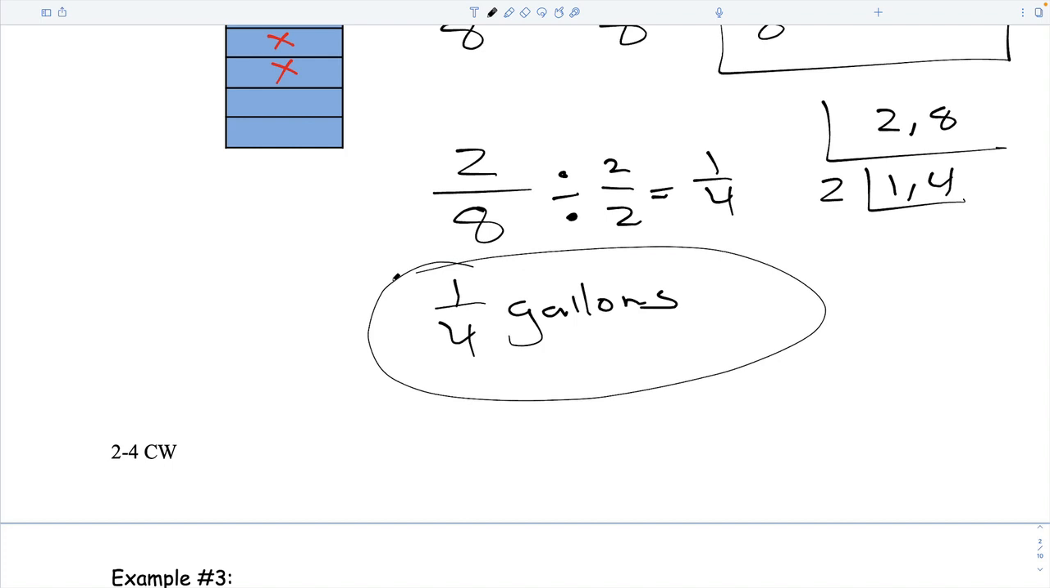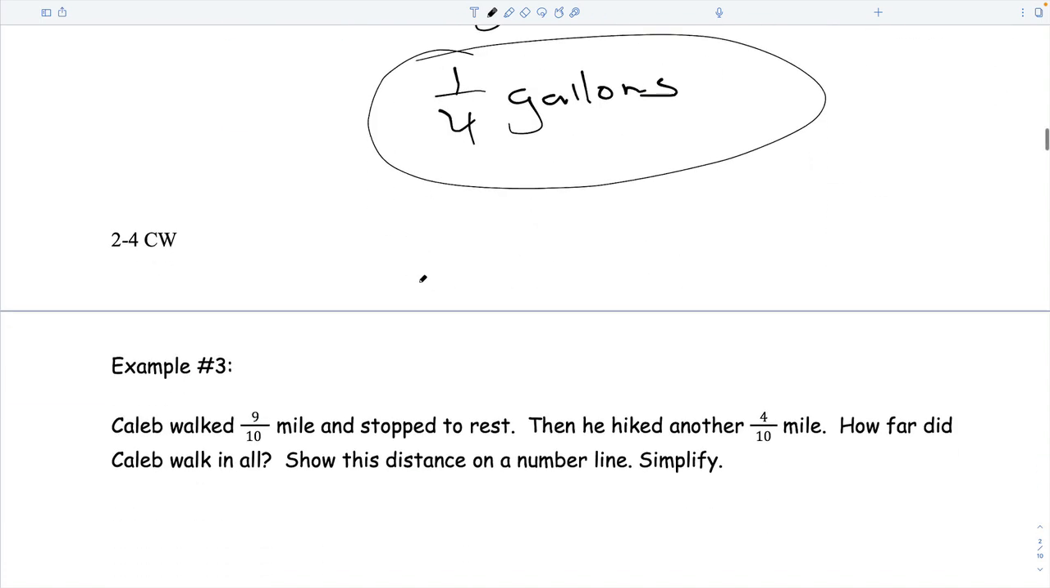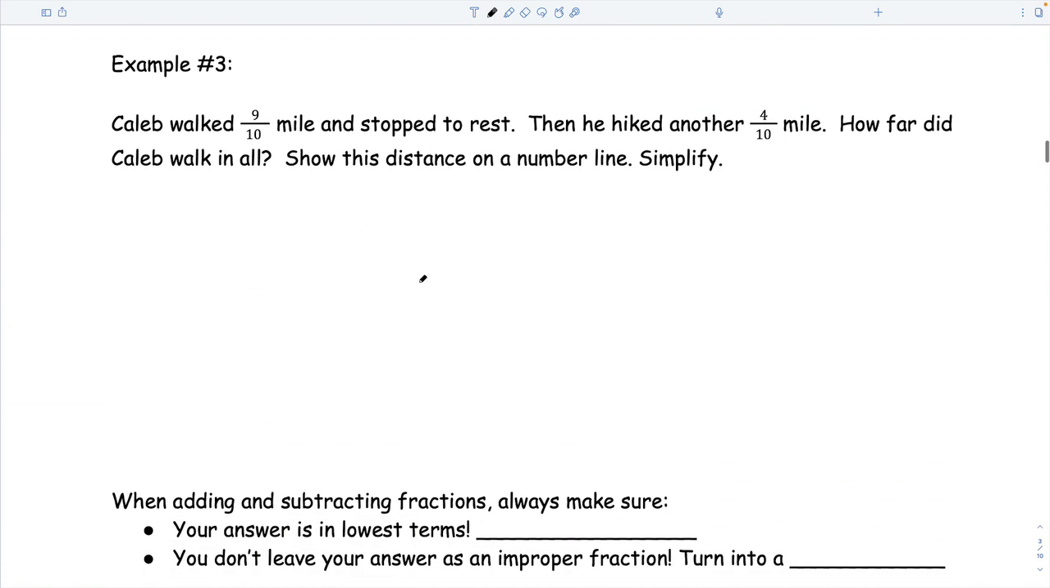So I am setting it up. My denominator's the same. I am simplifying. Read example 3 for me, please. Ashton. Caleb walked 9/10 mile and stopped to rest. Then he hiked another 4/10 mile. How far did Caleb walk in all? Show his distance on the number line.